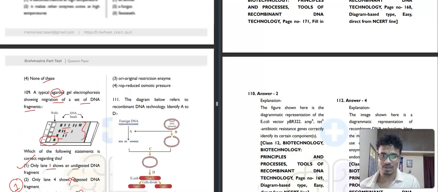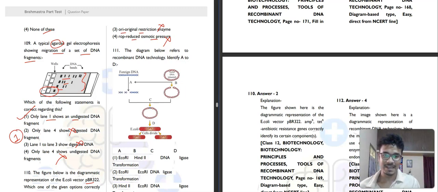Let's also see the other options, what they are saying. ori, origin of replication, you know. rop, this is also, it is a semantic question, not the thing. Okay, this is not correct. Then 111.